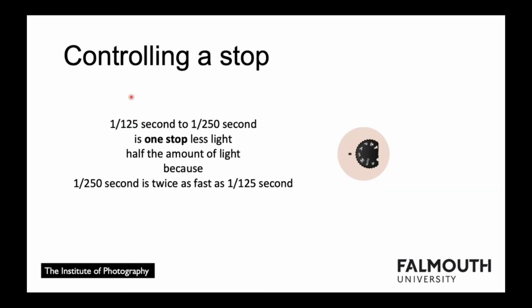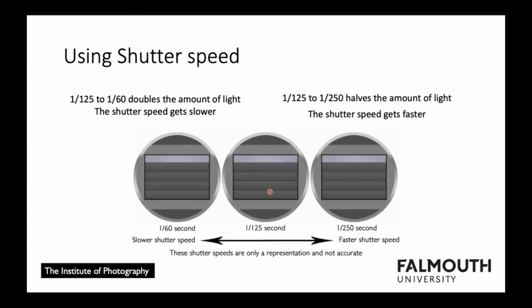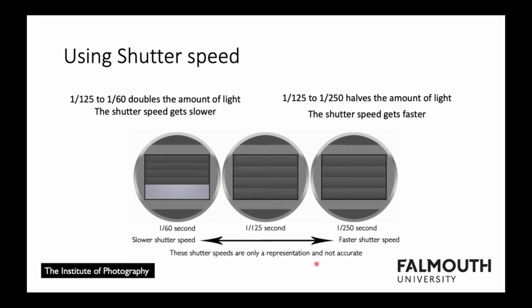If we go to shutter speed, we have 125th of a second, and if we go to 250th of a second, it is 1 stop less light. It's half the amount of light, because 250th of a second is twice as fast as 125th of a second. Now here's some shutters. Now notice these shutters are only a representation and they're not an accurate representation of these times here. But you can get a feel for it.